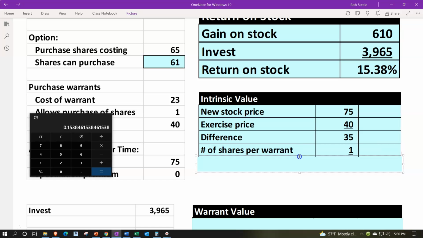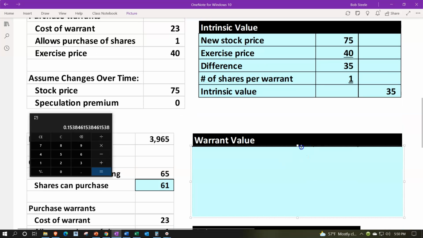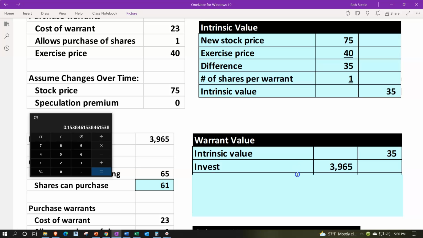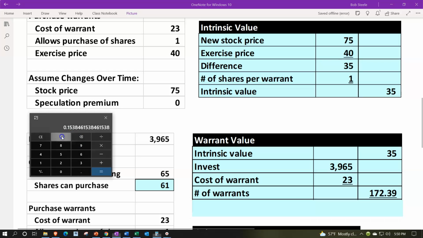We can buy one warrant, so that gives us the 35 times 1, because one warrant gives us one stock, and that's going to give us the intrinsic value of $35. So then the warrant value is going to be the intrinsic value of the $35, and then we'll compare the investment to have the number of warrants, which we calculated already, but we'll calculate it again. That gives us this $3,965, the $23 cost per warrant. So that would give us then the $3,965 divided by the 23.